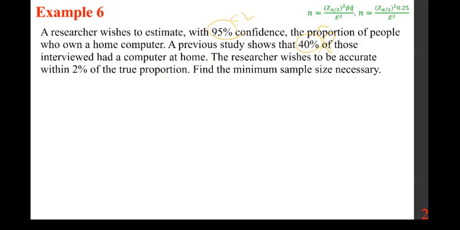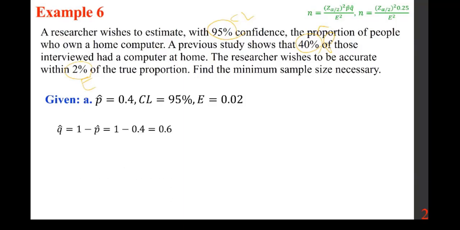E equals 0.02. Beautiful. As long as we see those, we are practically done because the formula sheet is available. We're going to put it into the first formula because p hat is known, and because p hat is 0.4, q hat is 1 minus that, which is 0.6. And a 95% confidence level results in z of 1.96. We've already seen that. It's one of those common ones.